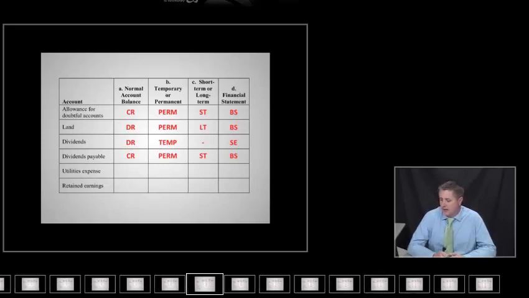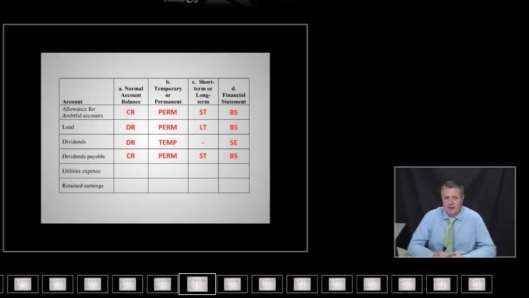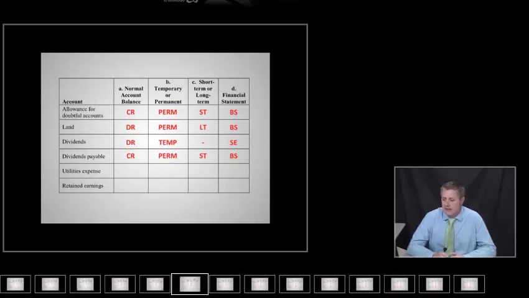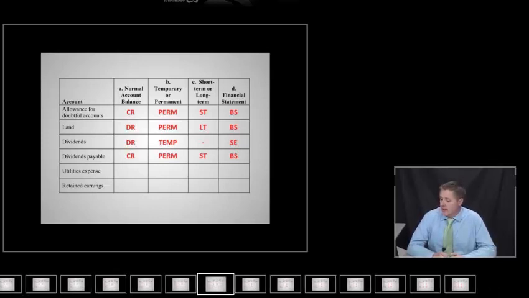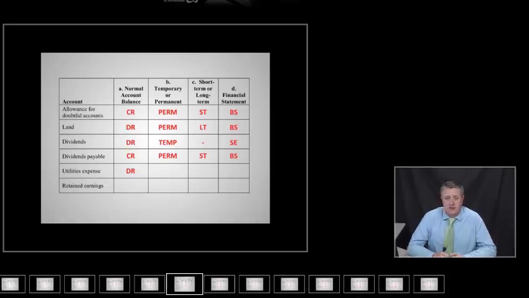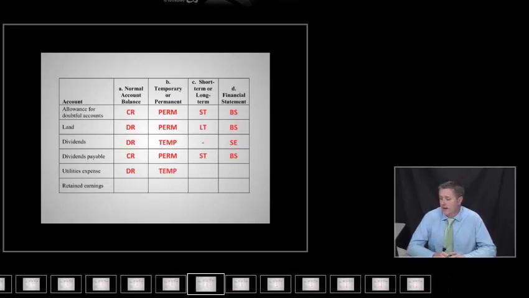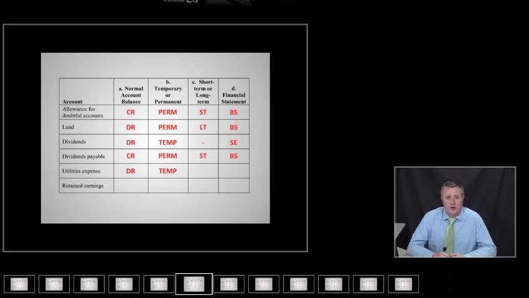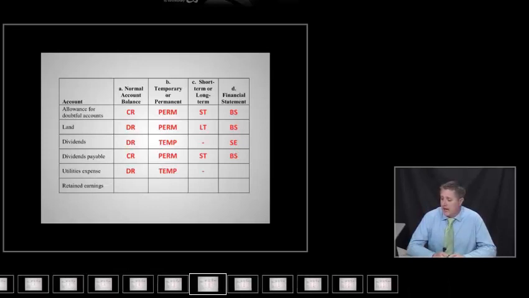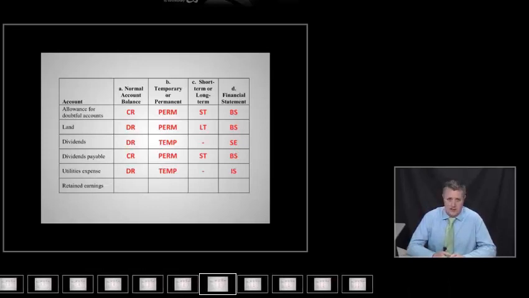Okay, next up is utilities expense. Utilities expense, like any expense, its normal balance is going to be a debit balance. It's considered a temporary account. The short and long-term distinction does not apply, and it's reported on the income statement.